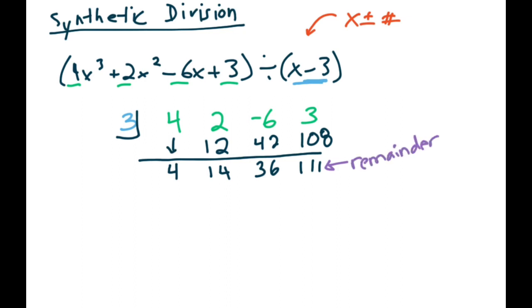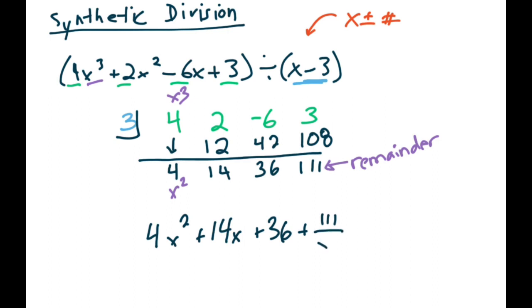And everything goes down by 1 degree. So this started as an x cubed, this goes down to an x squared. So this should be 4x squared plus 14x plus 36 plus 111 over x minus 3.